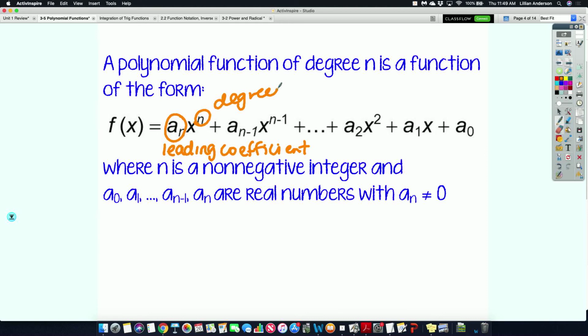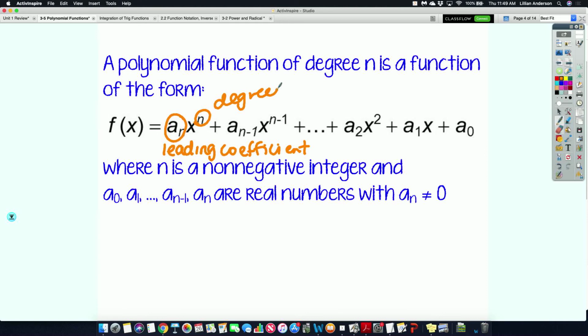So that's something like 3x to the 5th power. Okay? Plus a sub n minus 1 times x to the n minus 1, plus so on and so forth, until you get down to where there's just a constant. Okay? So n is a non-negative integer, a sub 0, a sub 1, and so on are all real numbers, and a sub n cannot equal 0.